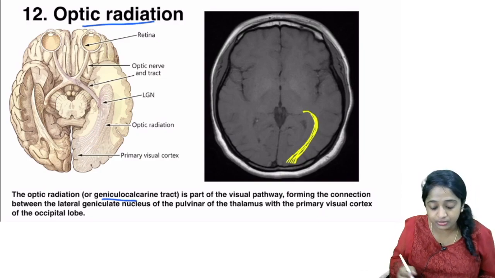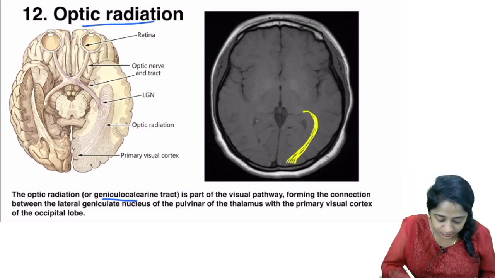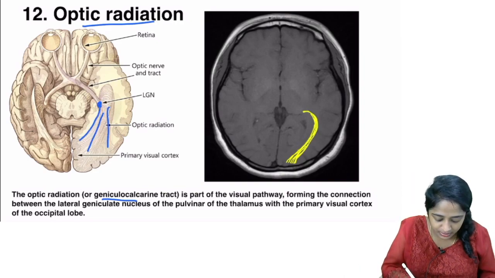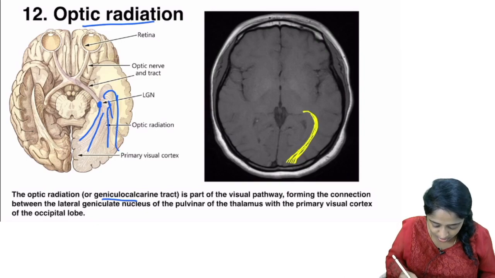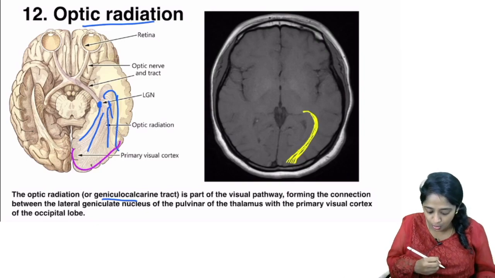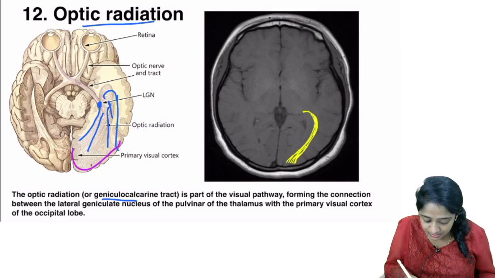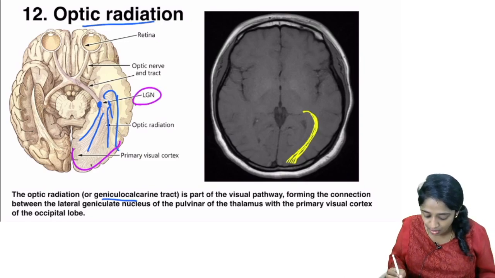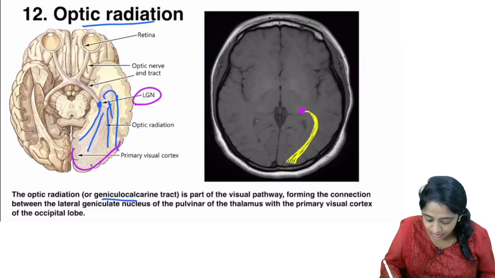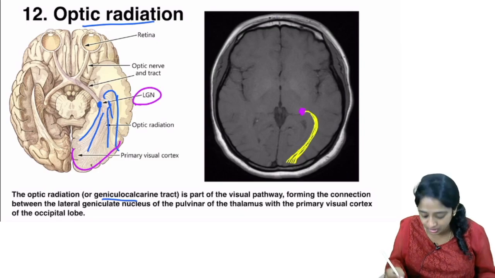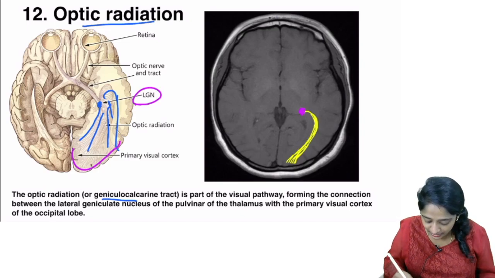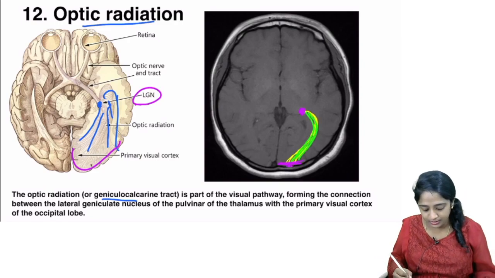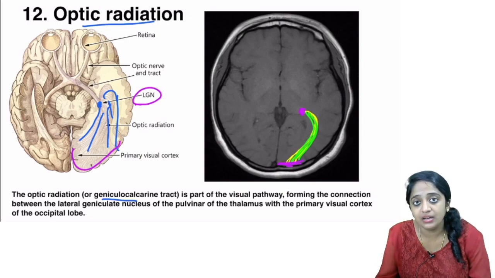So where does the optic radiation go? It starts from the thalamus, fans out and ends in the primary visual cortex in the occipital lobe. So where exactly in the thalamus? From the lateral geniculate body. In the far lateral, posterior part of the thalamus, you get the lateral geniculate body. From there you get the optic radiations fanning out like this and terminating in the primary visual cortex. I hope so far it's clear.